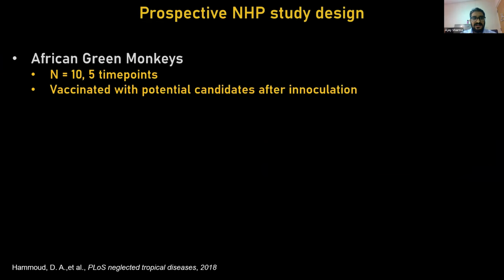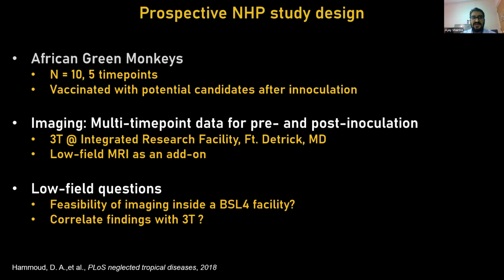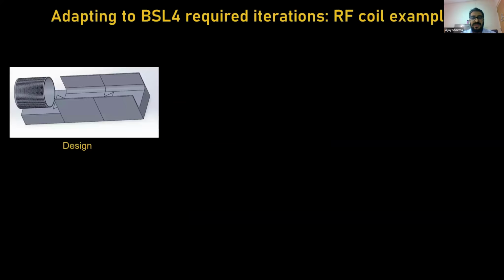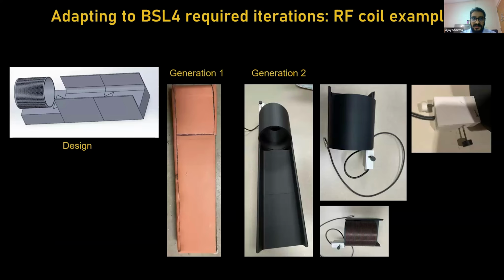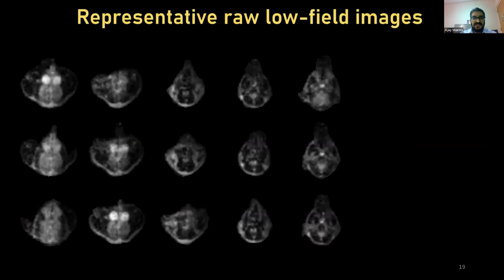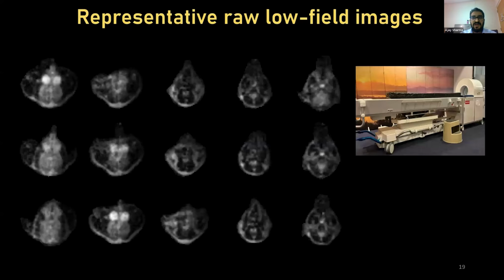In the prospective study, we scanned 10 green monkeys at 5 time points, vaccinated with the potential candidates. The imaging was performed on 3T and low field. The low field questions were feasibility of imaging in a BSL4 facility and correlating findings with 3T. In order to adapt to these BSL4 facilities, one of the lab engineers designed hardware RF coils compatible with the NHPs. Following this, these are the first representative raw low field images acquired using this low field scanner.